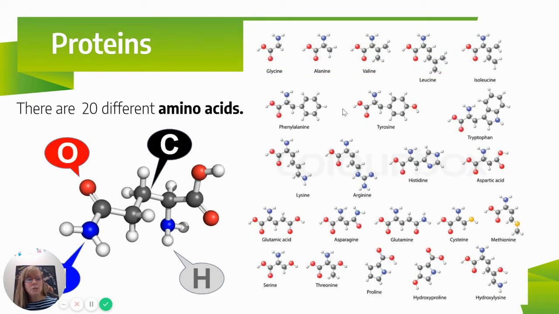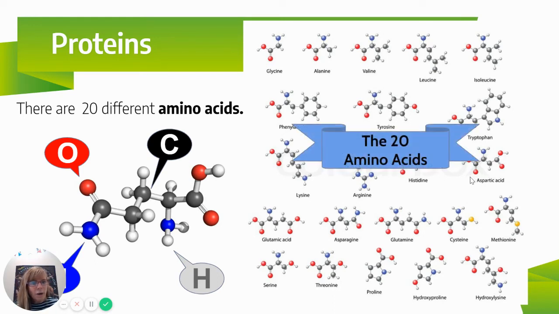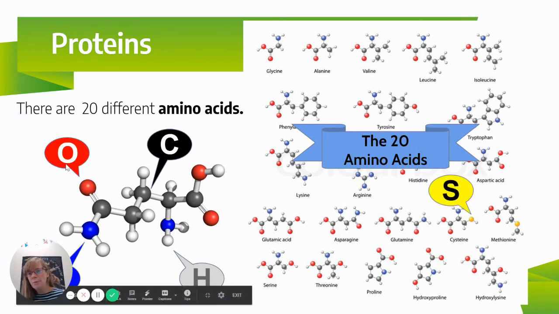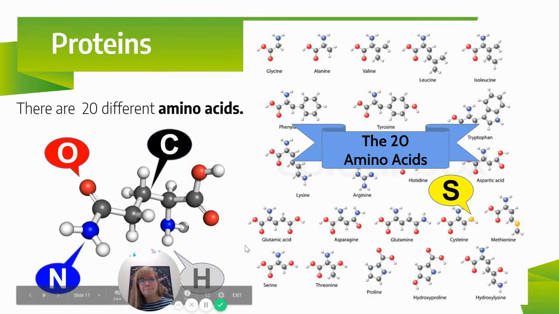So there's 20 different amino acids. They're made of hydrogen, oxygen, carbon, and sometimes sulfur. There's a little sulfur over here. And nitrogen. That's what's covered up. If I move a little bit. There we go. Okay.